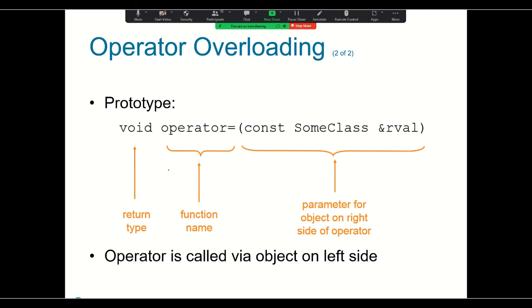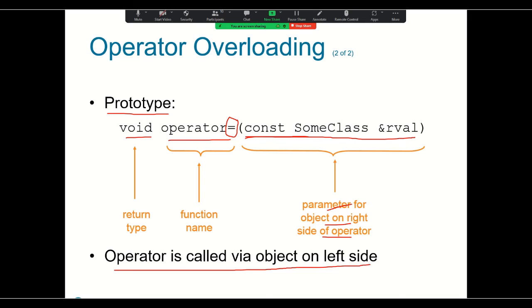So the next thing is operator overloading. That's what we were talking about. You have a prototype like this. You have void operator equals. That means you are overloading the equals operator, and then you have some class rval, the parameter for the object on the right side of the operator. The operator is called via the object on the left side. So whatever object you are defining the operator for, you have to use that operator via the object.